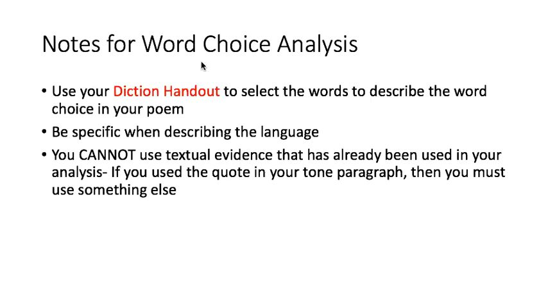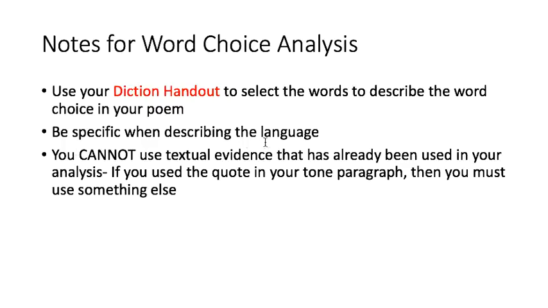Couple of notes about your word choice analysis. Use your diction handout to select the words that you're going to use to describe in the poem. Be specific when describing the language. So for example, if you want to use, let's say, abstract language, but you don't see any abstract language in the piece, not a great example. However, let's say you want to use concrete diction as one of your descriptive words, but there's a lot of concrete diction in the piece.